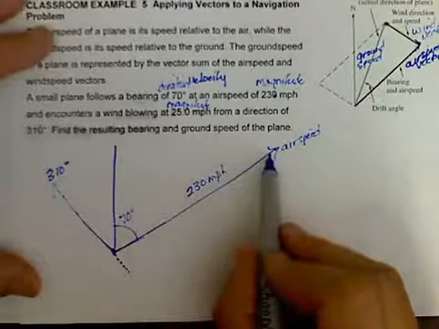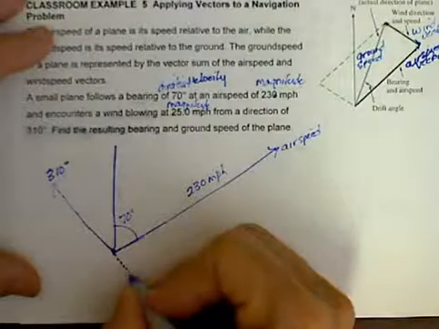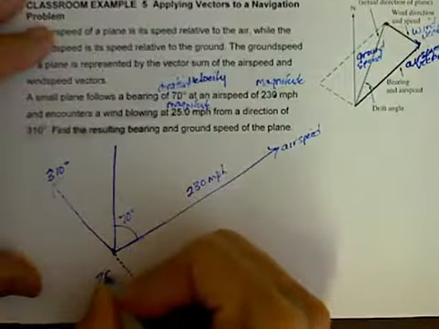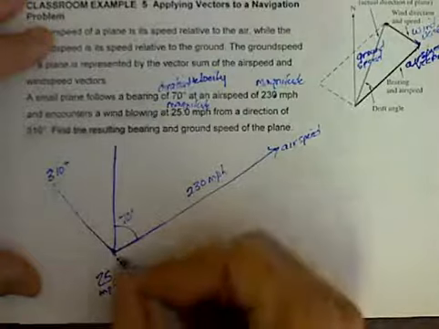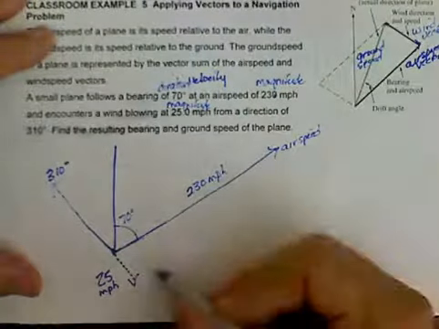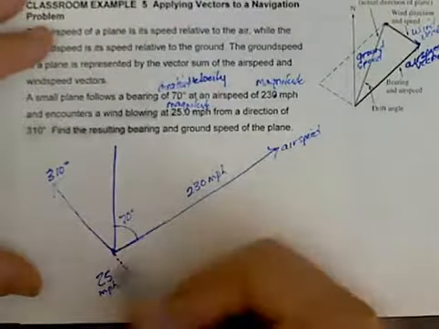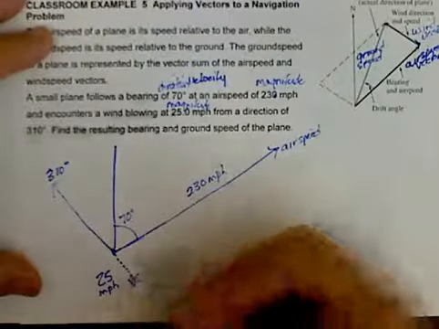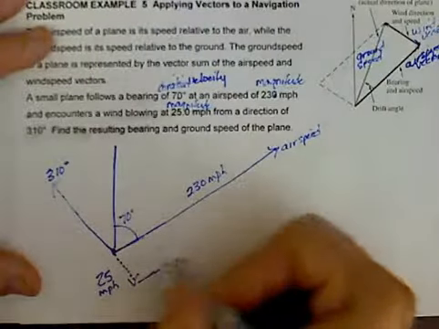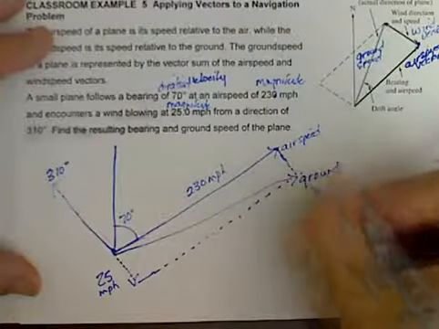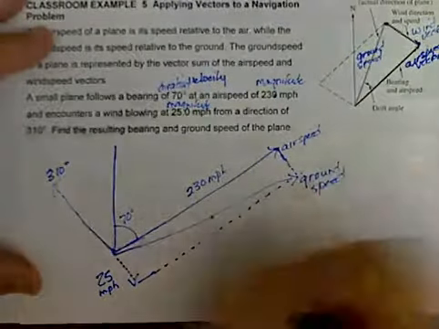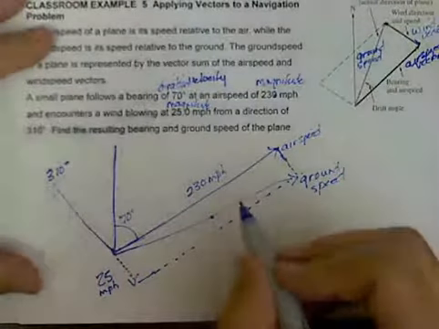So it's a much shorter vector than this one. So this would be our wind speed vector. What we're trying to find is the resultant vector of the airspeed and the wind speed. We could do our parallelogram, and this would be our ground speed vector. We're going to have to figure out some things about the angles for this one.